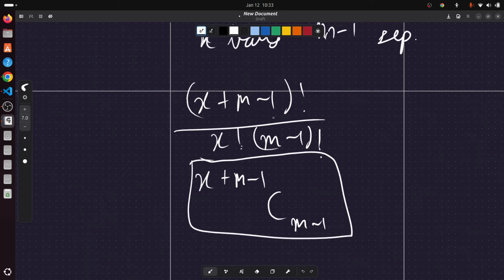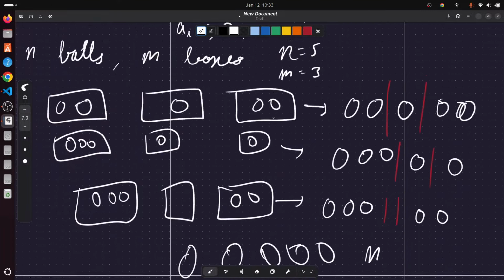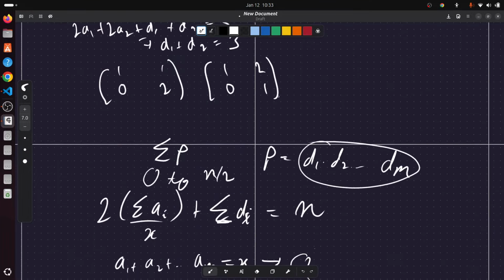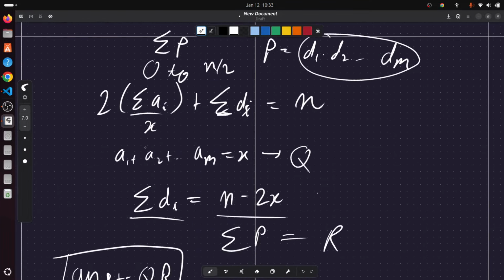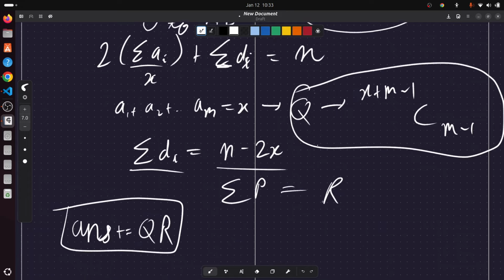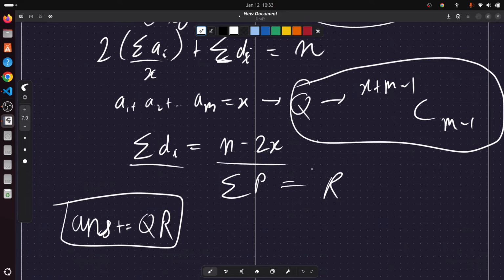Okay, so this is the first problem. The first problem is solved like this, P1. So basically the value of Q in this case would just turn out to be x plus m minus 1 C m minus 1, right? Now, I have found out Q. Now I have to find R as well. So what is R?